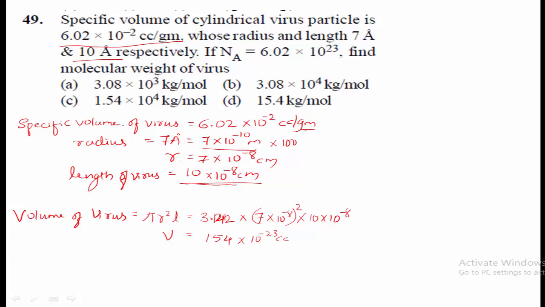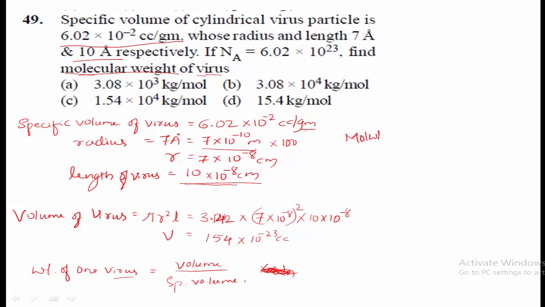And here what you need to find? You need to find the molecular weight of a virus. Therefore, you should know the weight of one virus particle. The weight of one virus particle is calculated by volume divided by specific volume. So remember this: the weight of one virus is equal to volume divided by specific volume. But what you need to find is molecular weight. Molecular weight means sum of atomic masses, but here you need to consider the sum of all the particles. So how many particles will be present in 1 molar mass? That is represented by Avogadro's number. So weight of one virus is volume divided by specific volume.